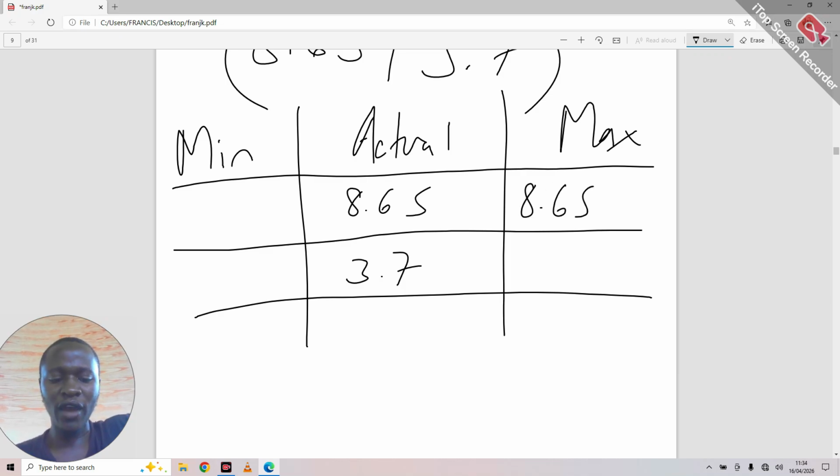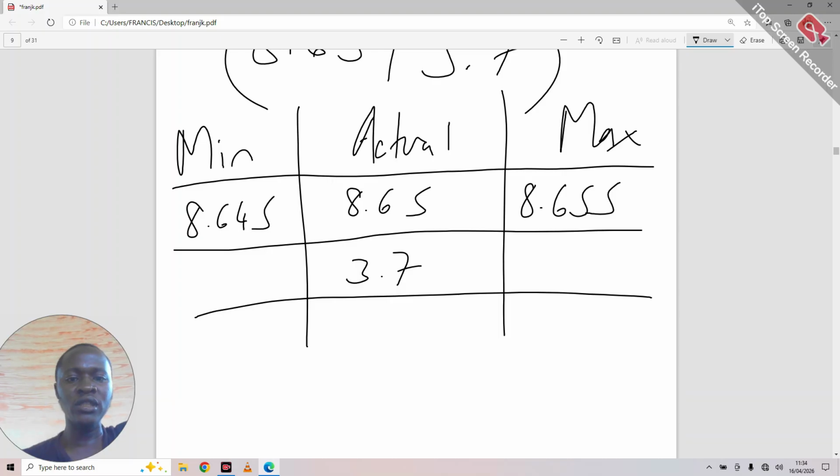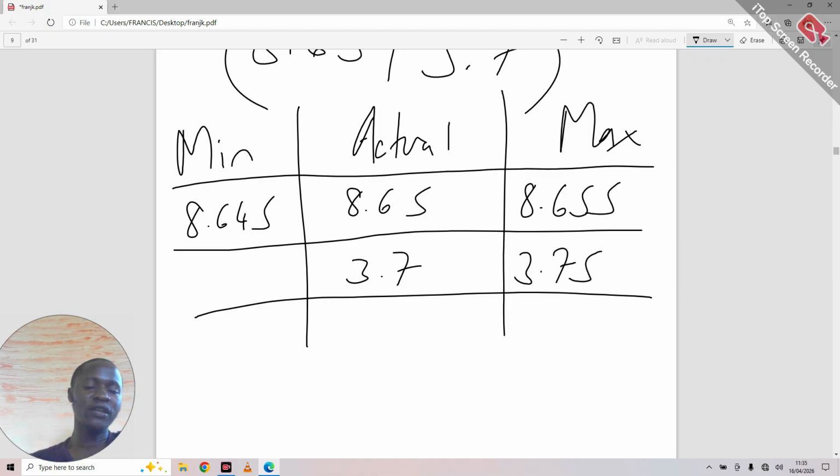Take 0.05, add it to 8.65 to get the maximum, 8.655. Then if you subtract 0.05 from 8.65, we shall have 8.645. How about 3.7? The accuracy is 0.1, the absolute error is 0.05. So if I add 3.7 plus 0.05, I get 3.75. And if I subtract, on the side of the minimum, I have 3.65.